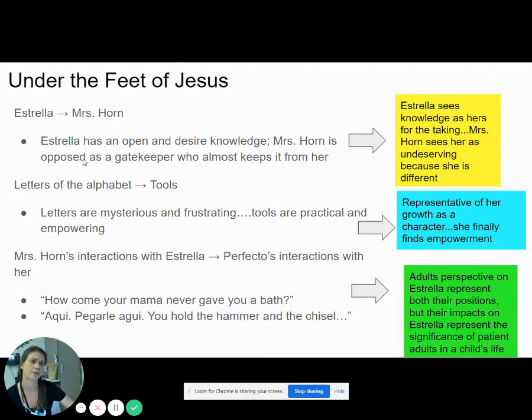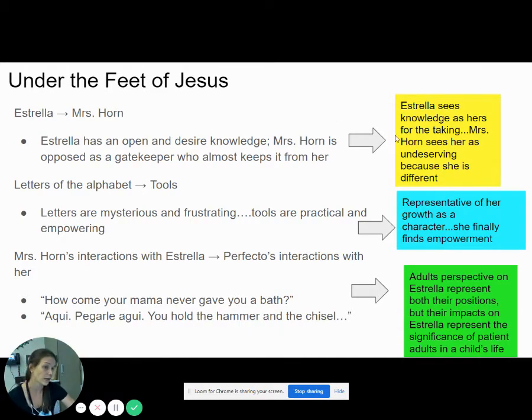That was the teacher that she had some bad interactions with. And some things that I wrote about that, I said Estrella has an open mind and she genuinely desires knowledge. But Mrs. Horn is kind of opposed as a gatekeeper who almost tries to keep knowledge from her. So they're sort of opposed to each other. She wants knowledge, whereas Mrs. Horn keeps it away and doesn't give her what she's genuinely looking for.